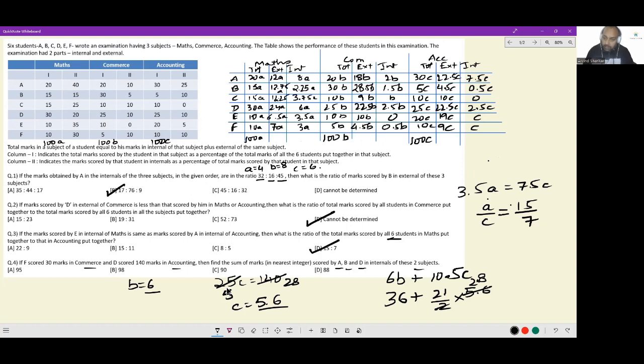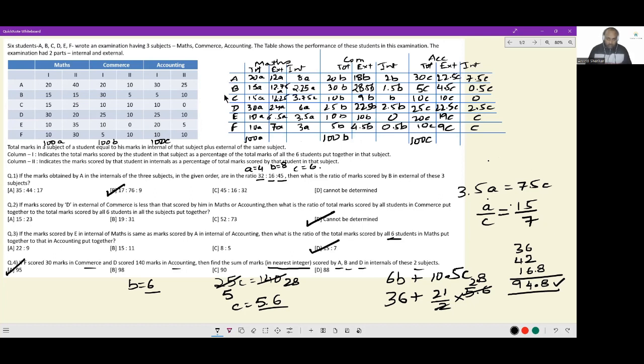So 21 into 2 is 42 and 20 into 0.8 is 16.8. So you get 0.8. 6 plus 6 plus 2 is 14, 1 carried over, 94.8. The precise calculation will lead me to 94.8. But we were asked in the nearest integer. Among the available options, the nearest integer is option A. And that should be the answer.